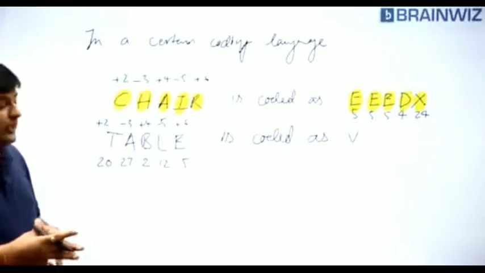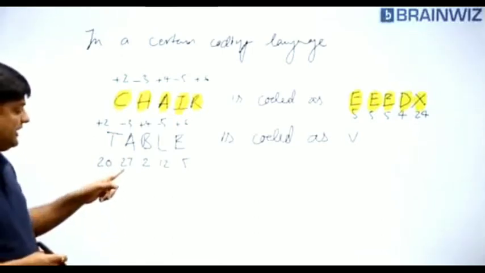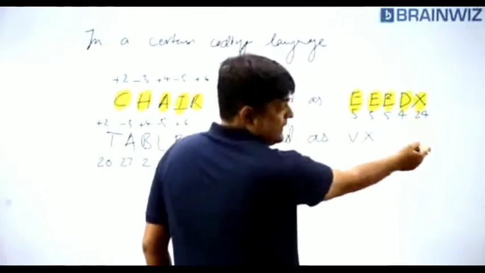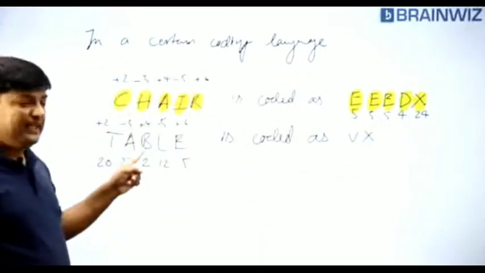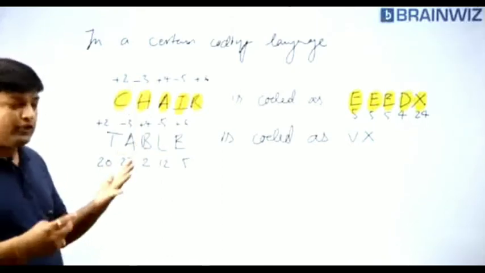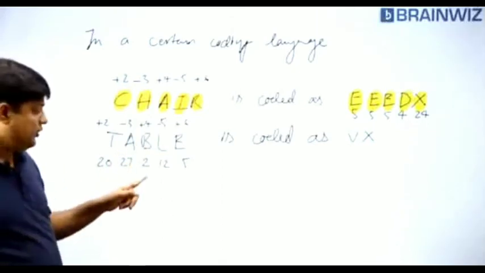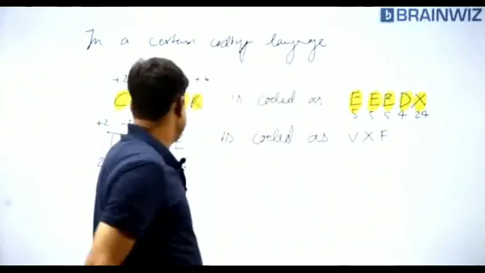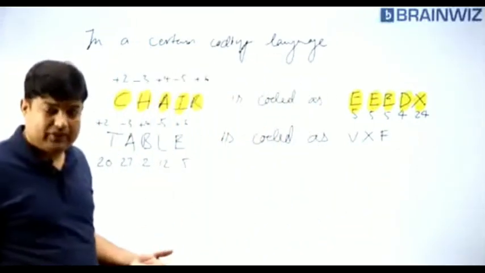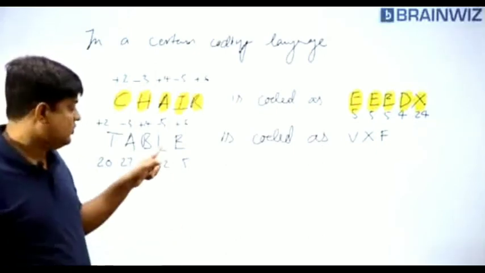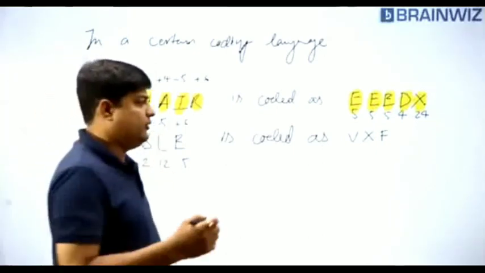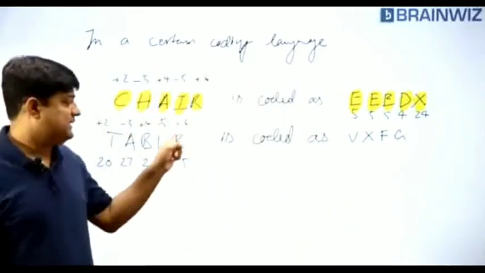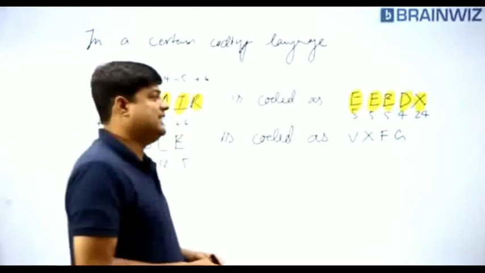Okay, getting the answer is not important, but learning how to do it, that matters. 27 minus 3 is 24. 24 is what? X. Now, B is 2. 2 plus 4 is 6. 6 stands for F. Following everybody? L, 12. 12 minus 5 is 7. G, you know. We have learned G stands for 7. Okay. Now, E is 5. 5 plus 6 is 11. 11 stands for K.